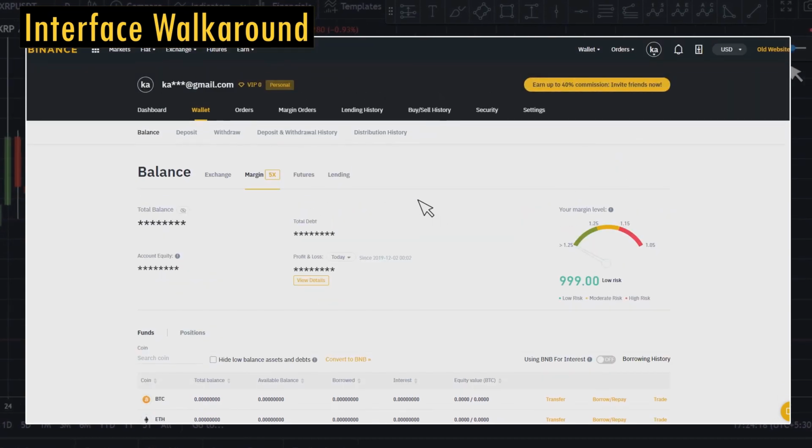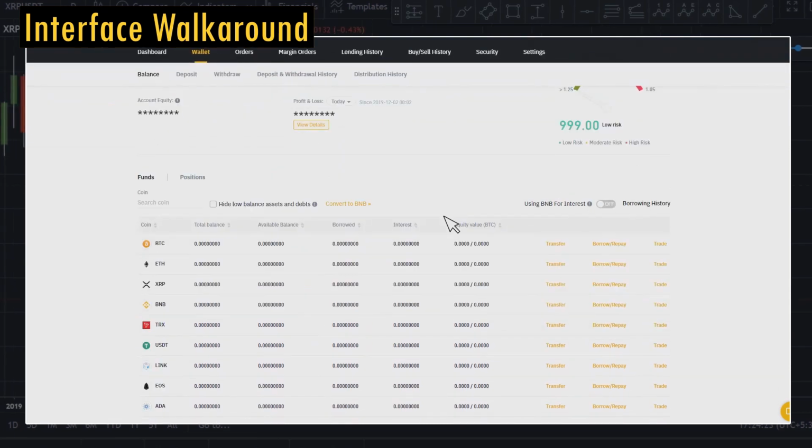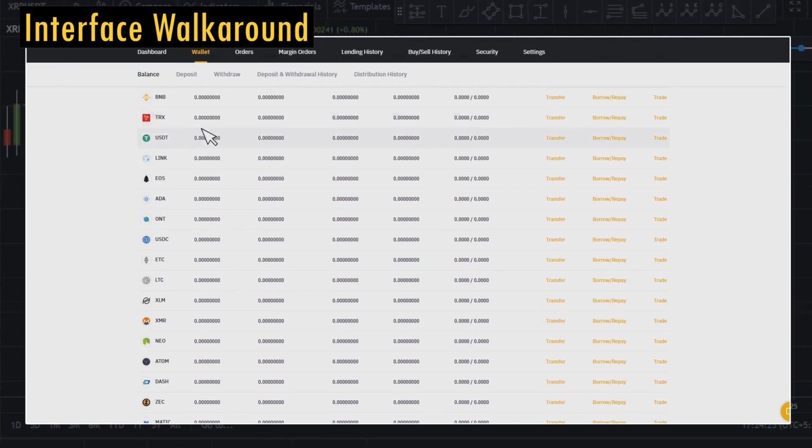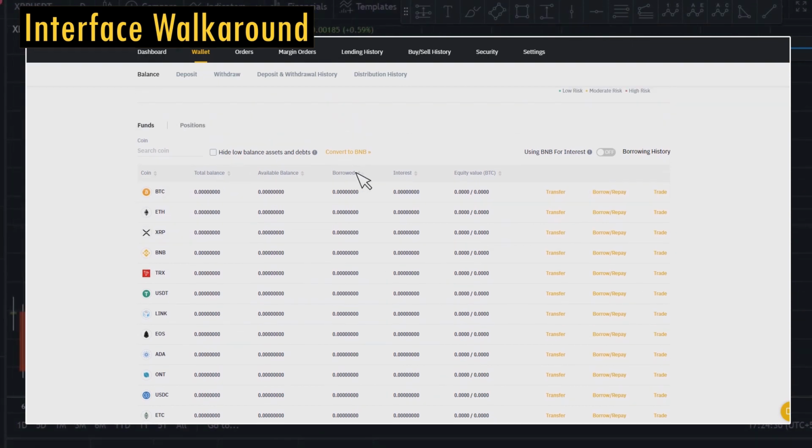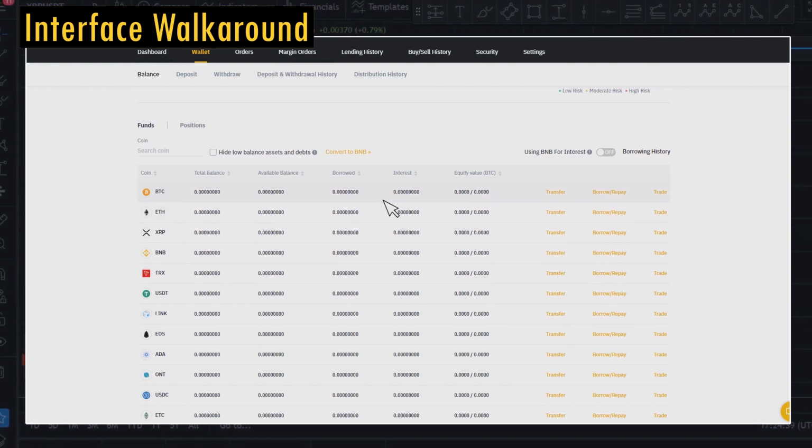Once you create your margin account, go to wallet, and inside wallet, go to your margin wallet. And if you scroll down, you can see all the different symbols that are supported for margin trading, and you can see several columns over here. And on the right hand side, you can see an option to transfer, borrow, or trade. So before you can borrow any funds, first you should have funds transferred to your margin account.